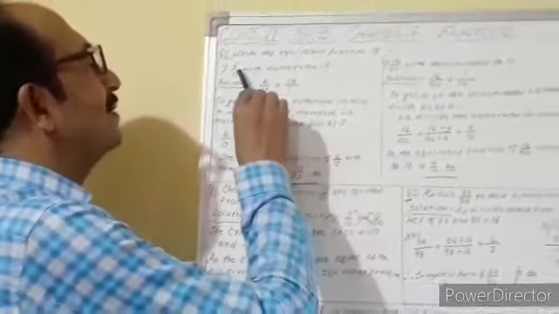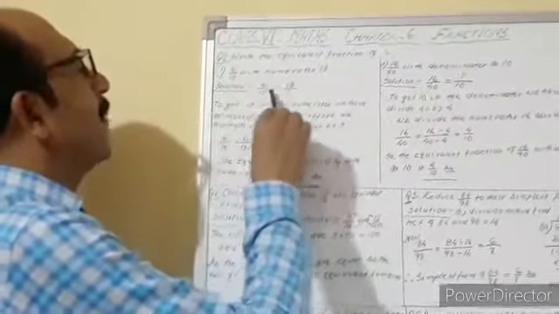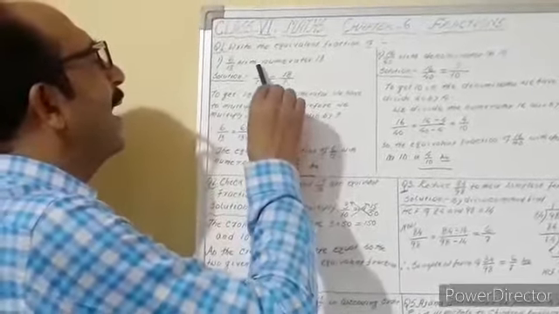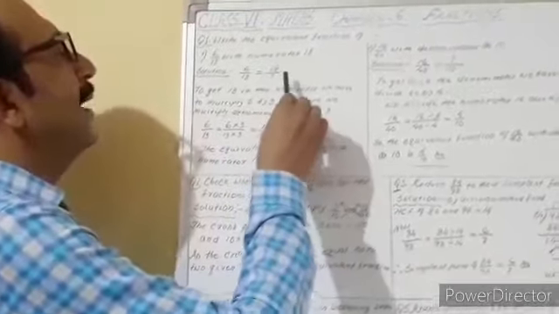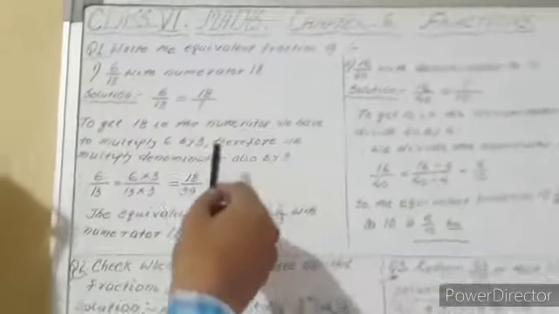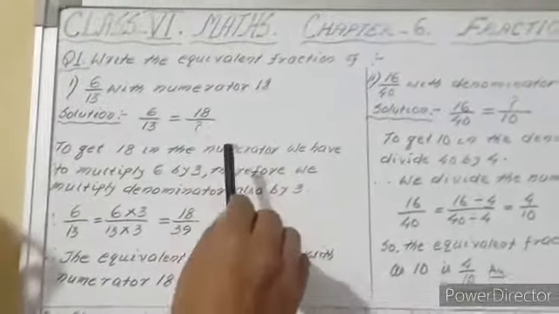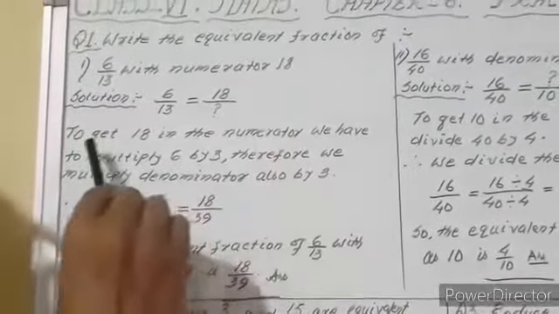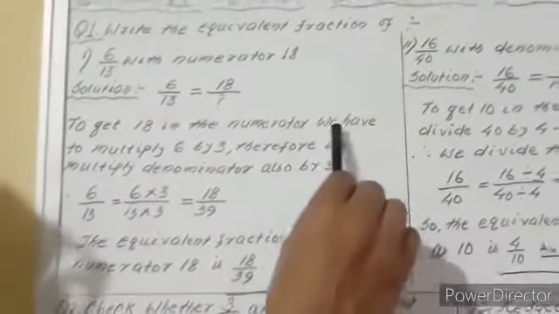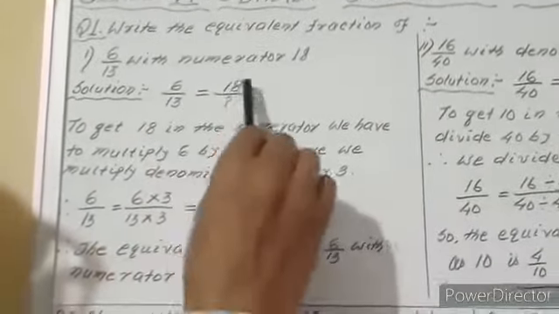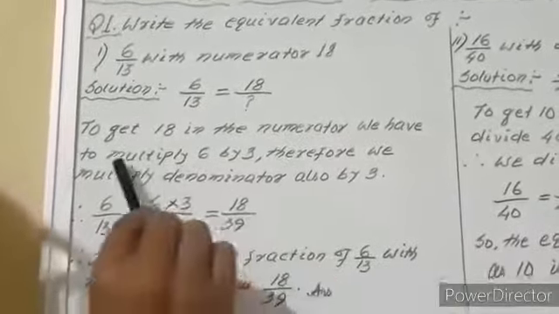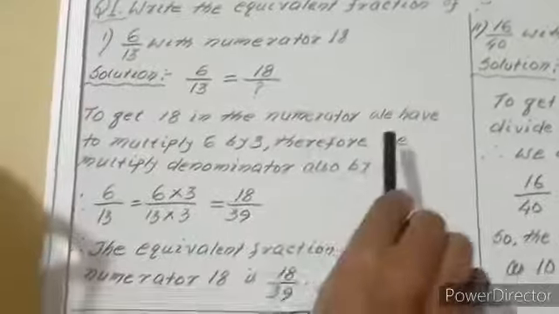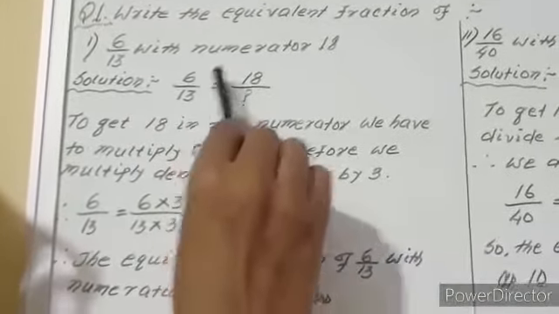As a fraction, 6 upon 13 is given, and with the help of this we have to determine another equivalent fraction with 18 as the numerator, and we have to find the denominator. So to get 18 in the numerator, you have to multiply this 6 with 3. Therefore after multiplying with 3 you get 18.